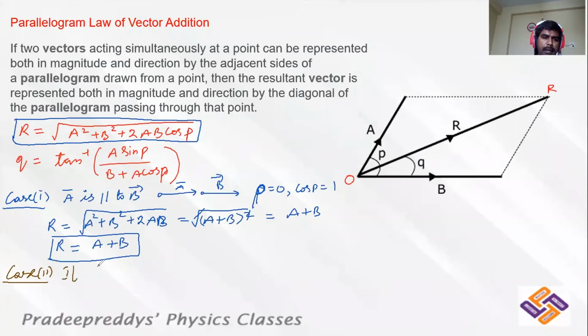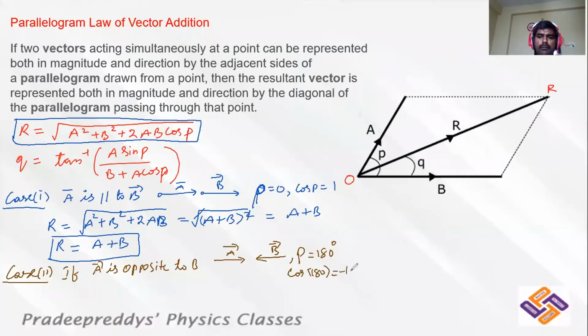If A bar is opposite to B bar, that means if two vectors are opposite to each other, this is A bar and another vector, this is B bar. Okay, A bar and B bar both are opposite to each other. If these two vectors are opposite to each other, what is the angle between them? P is equal to 180 degrees. So what is cos 180? Cos 180 is equal to -1.